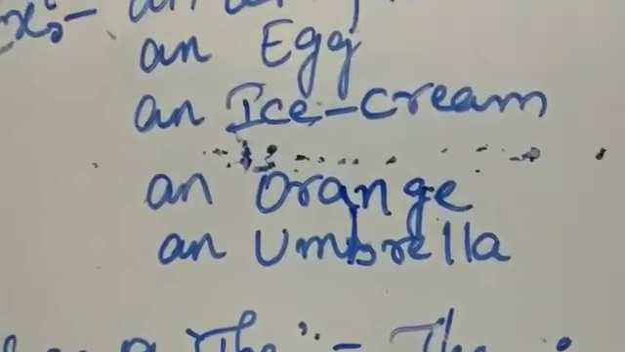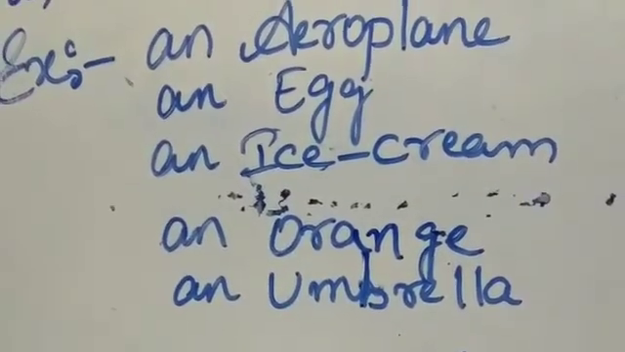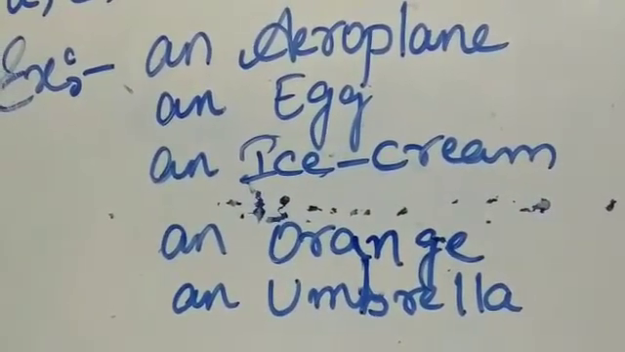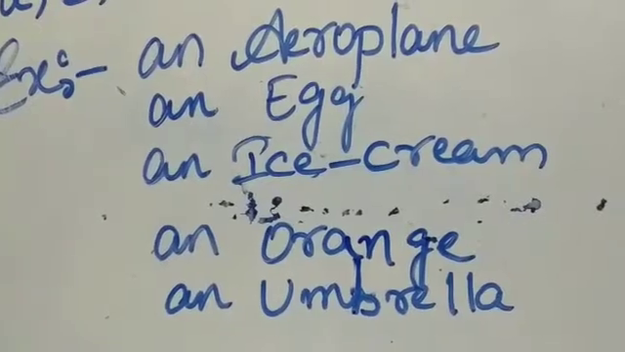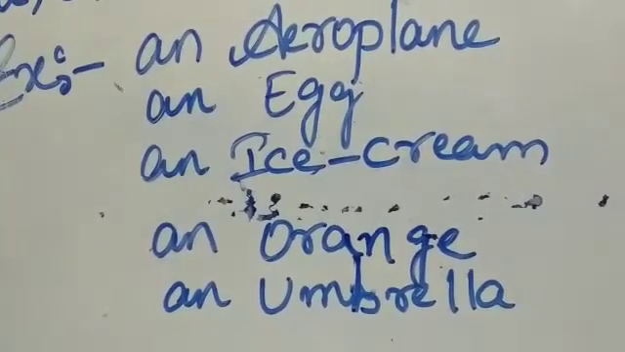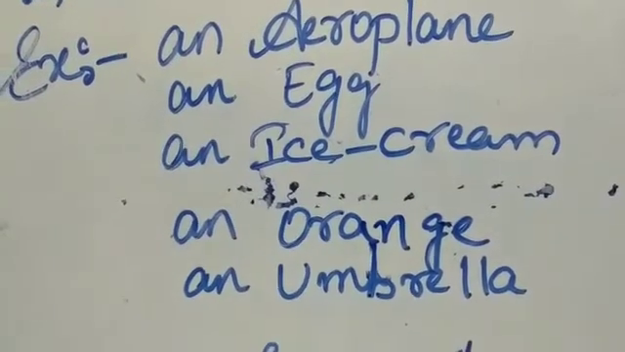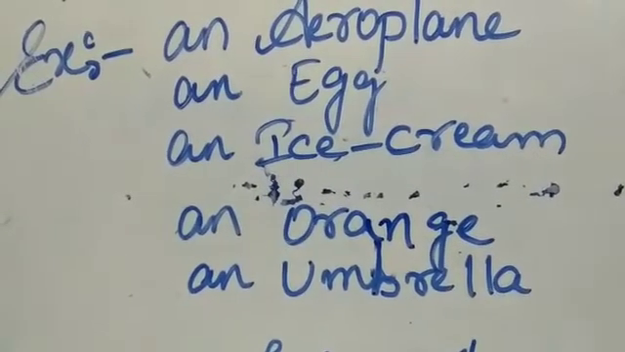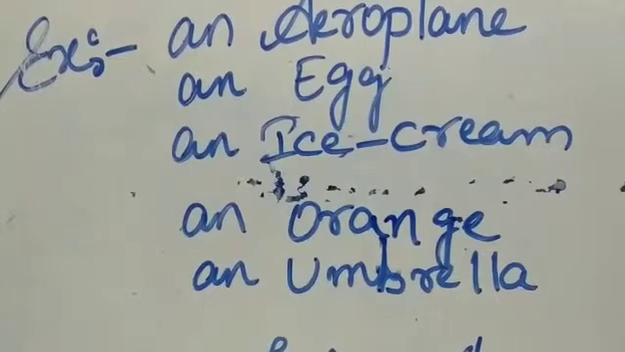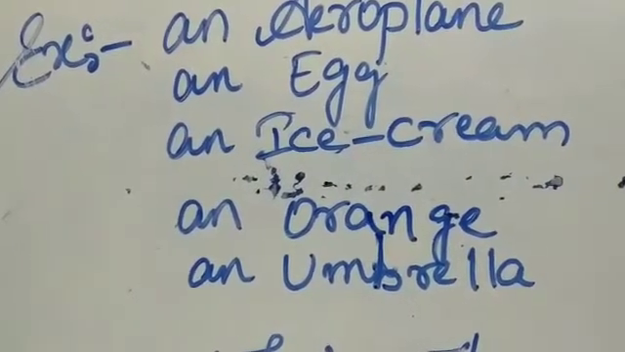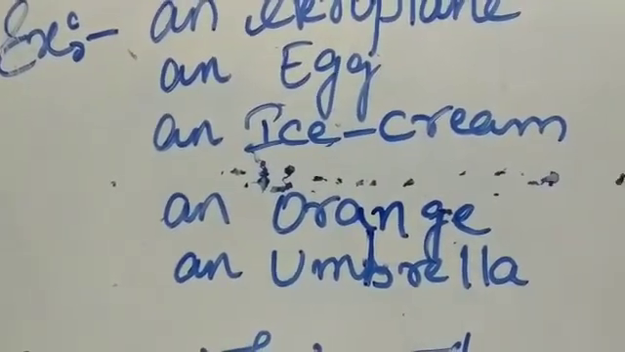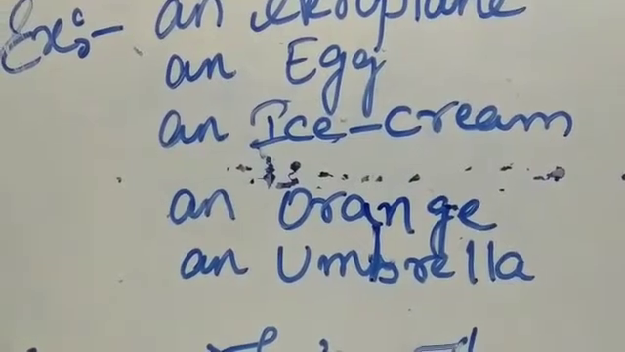So here you can see we have only 5 vowels, so the words are also 5. That is aeroplane, egg, ice cream, orange, umbrella. These are 5. Now we have learned about a and an. Now let us learn the use of the. Where do we use the word the?